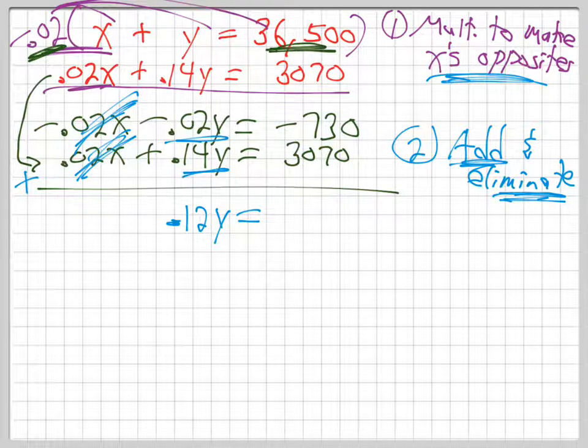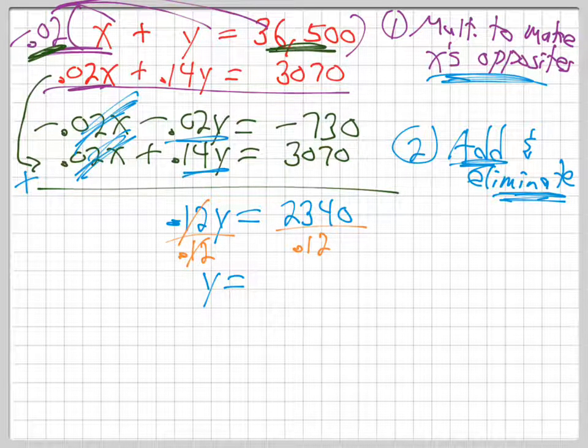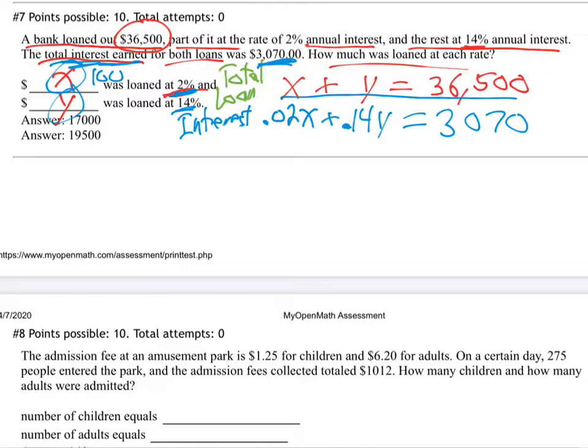Those numbers, I'm going to use my calculator here. It's 3070 minus 730. I'm getting 2340. Now we can solve for y because we only have one letter. Divide by 0.12 on both sides. Y equals $19,500. So y is $19,500. If you go back, that's the answer right here. That's $19,500, as it says right there. That's the amount loaned at 14%.